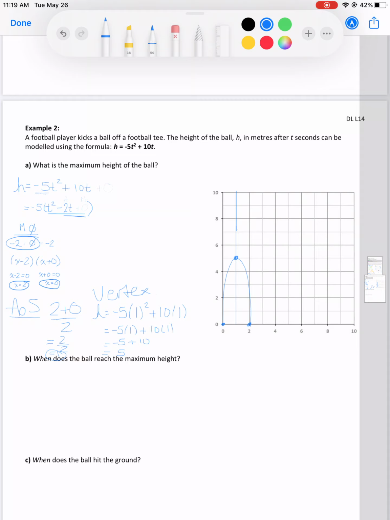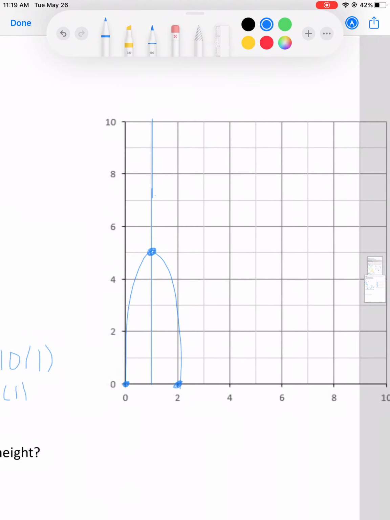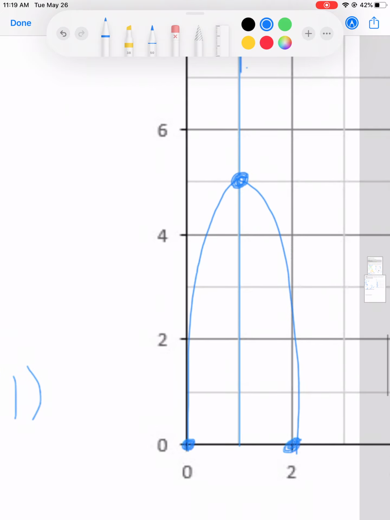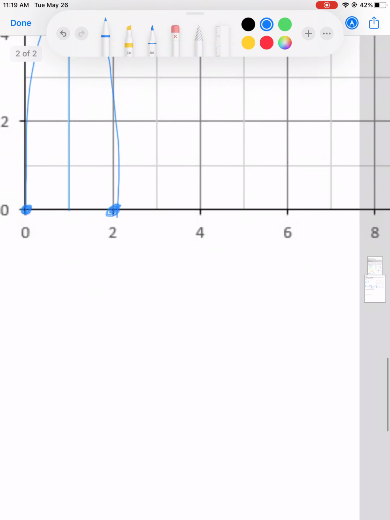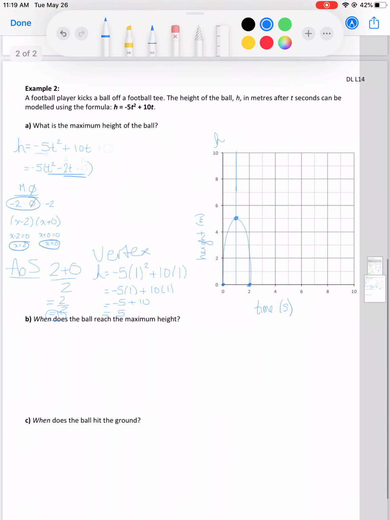That's not too bad. Okay, so now let's go back to the question. I know I started reading it earlier. So a football player kicks the ball off the football tee. The height of the ball, h. So again, think about it. Common sense. My y-axis, height. Right? It goes up. So it's height in meters. After t seconds, so time in seconds, can be modeled using this. What is the maximum height of the ball?